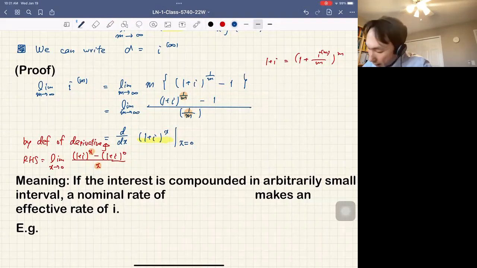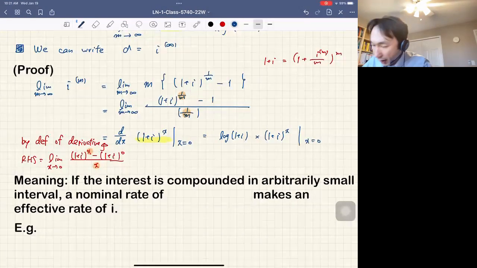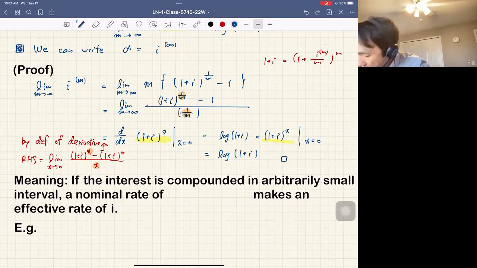Then what is this? You can differentiate it. The derivative of (1 plus i) to the power x is log of 1 plus i times (1 plus i) to the power x. Then you can plug in x equal to 0. The second factor becomes 1. So the entire quantity is log of 1 plus i.